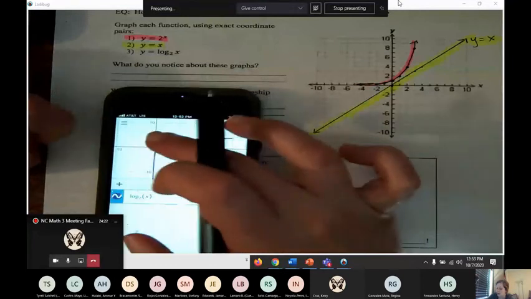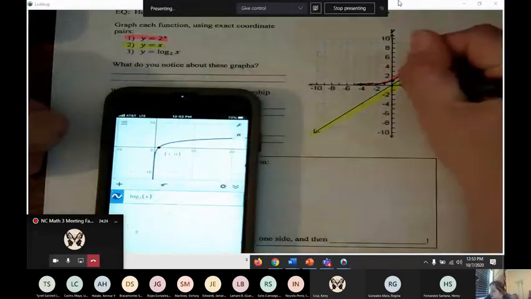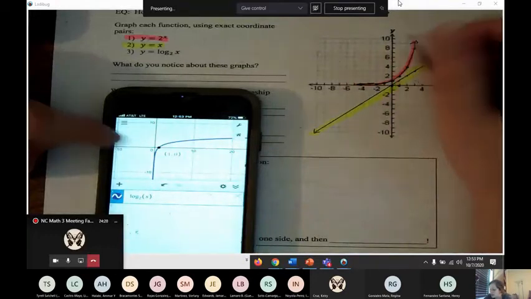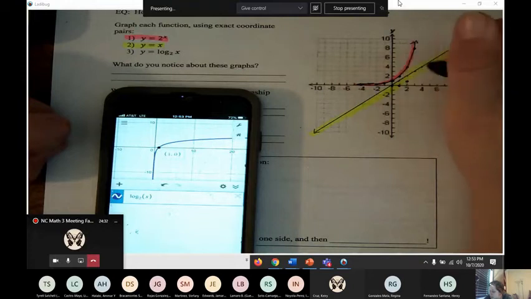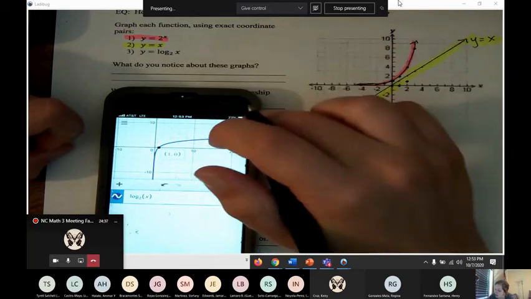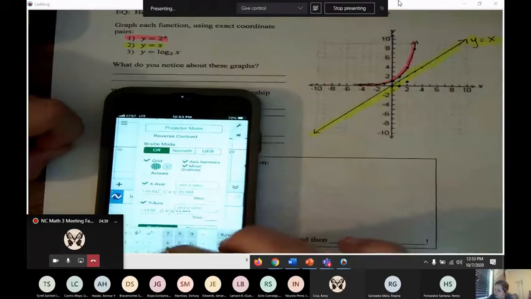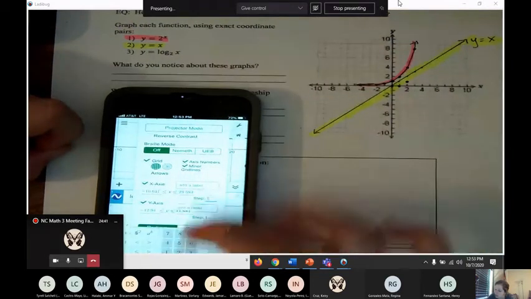Okay, so I have a point at (1, 0). And then I have a point at (2, 1). I have a point at, let's see, I want to see all my values. So I'm going to make my step 1 for my x and my y.